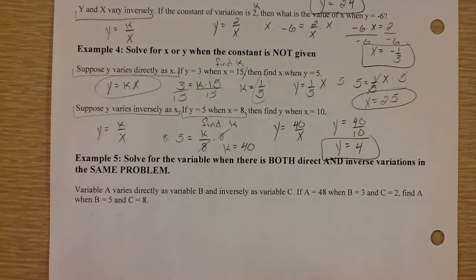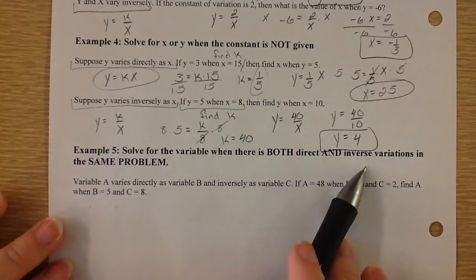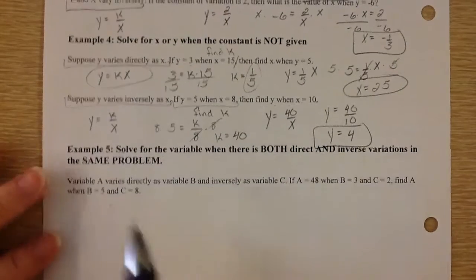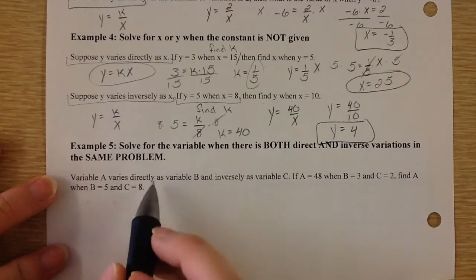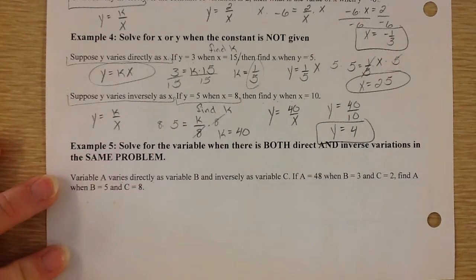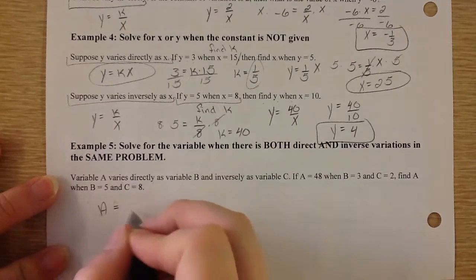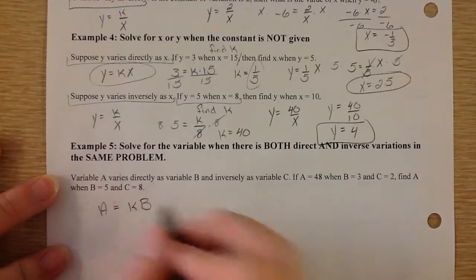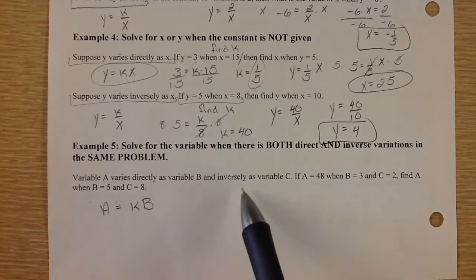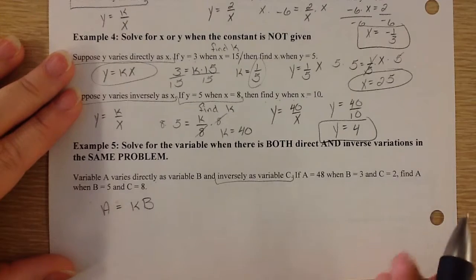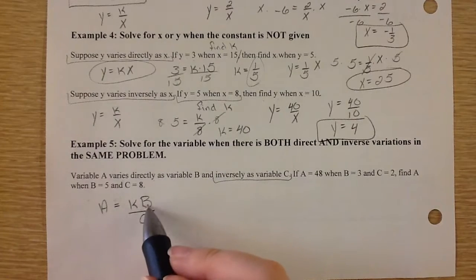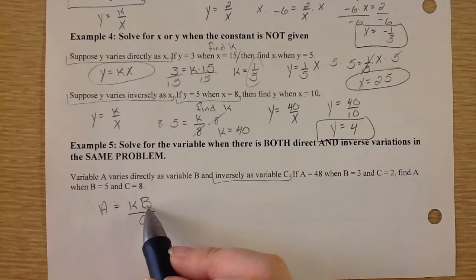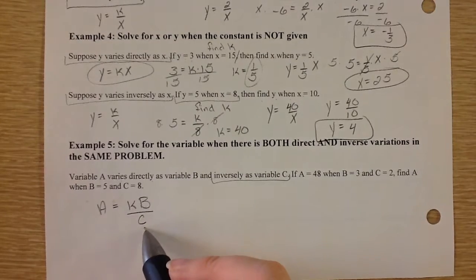Okay. All right, so now the most tricky problem we'll have is solve for the variable when there is both direct and inverse variations in the same problem. So now we need to do both direct and inverse in the same problem. A varies directly as B. So that tells me that A varies directly, there's some constant times B. So there's direct and inversely as C. Well, inversely tells me then it's going to be over C, right? For direct variation, you multiply times a constant. For inverse variation, you divide, okay?